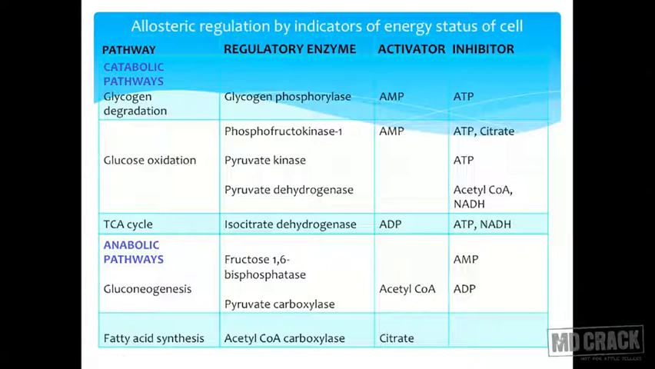Citrate is also another energy indicator, so citrate will also inhibit. All these are the different enzymes and their activators and inhibitors. You can pause the slide now and look at the different activators and inhibitors of the TCA cycle, of gluconeogenesis, of fatty acid synthesis. So you look at the different activators and inhibitors. All these are allosteric regulation.